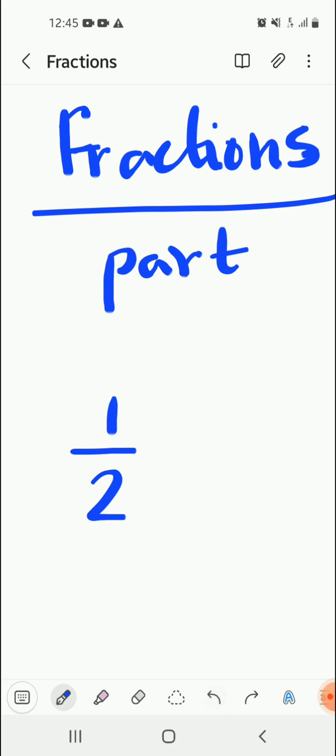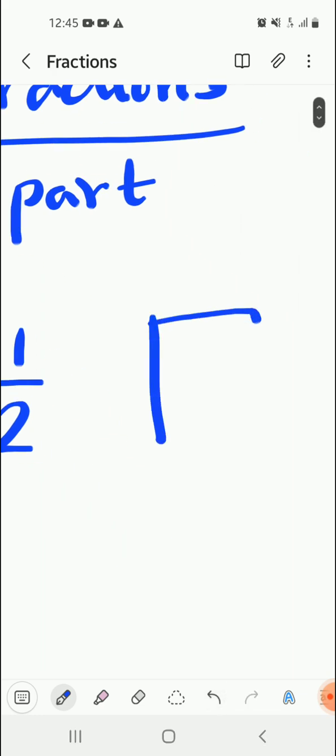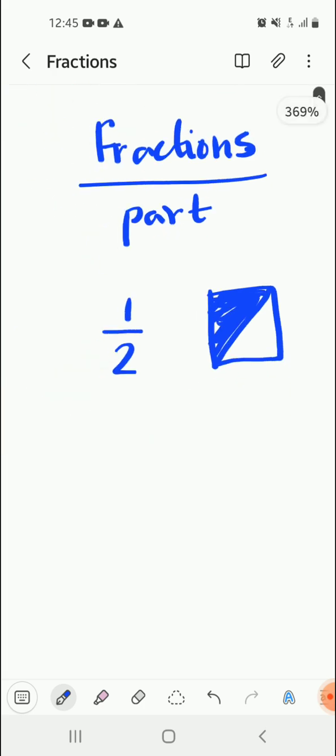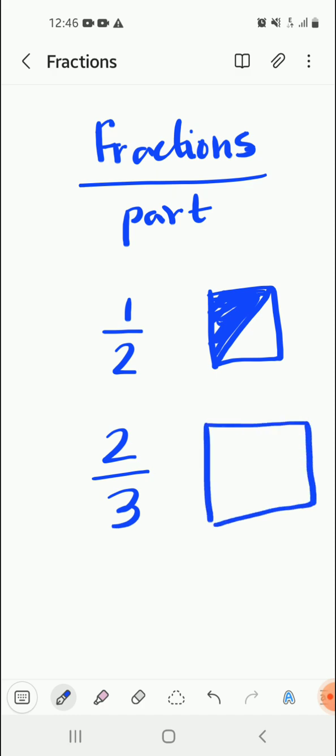So diagrammatically it is somewhere like this. One part of it. This is 1 by 2. Only one part of it, or half. If it was 2 by 3, then it is something like this. Divide the whole thing into 3 parts and take 2 parts of it, 1 and 2. So this is 2 by 3.